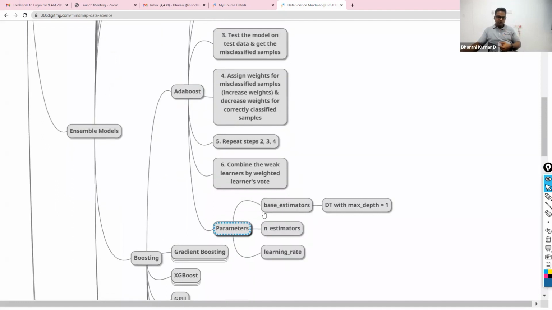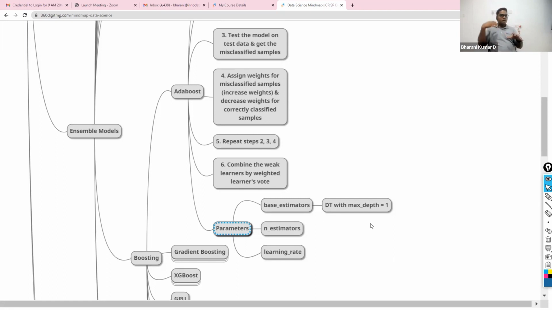Here are a few parameters. Base estimators, number of estimators, learning rate. Base estimator is decision tree with maximum depth equal to 1. Here, you only split it once in Adaboost. When you use a decision tree, right? You only split it once, job done. Again, split it once, job done. In iteration 3, only split it once, job done. You don't continue the split.